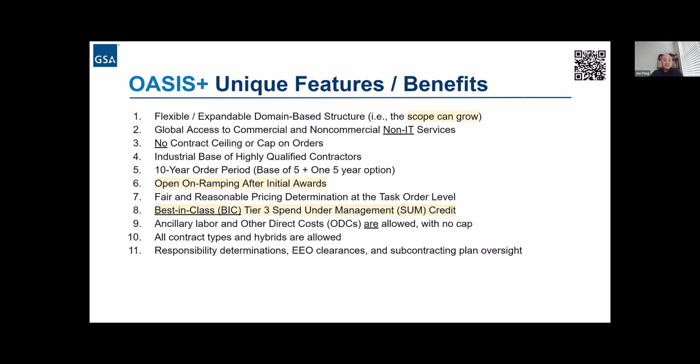OASIS Plus has a 10-year ordering period, just like the legacy OASIS. We have a 5-year base and an option period of 5 years. So you'll have plenty of time during the life of this contract to put in your orders.